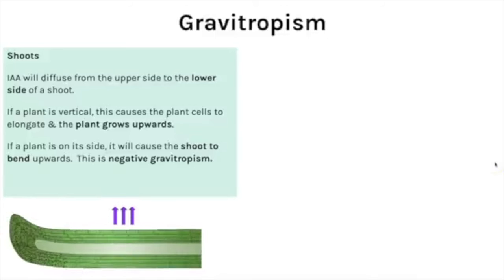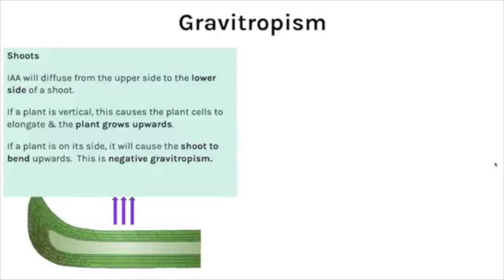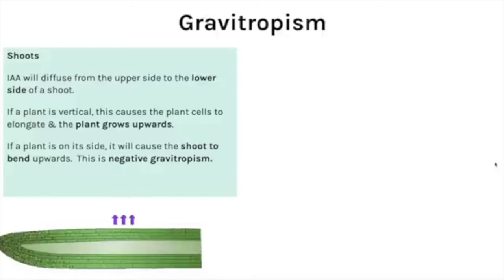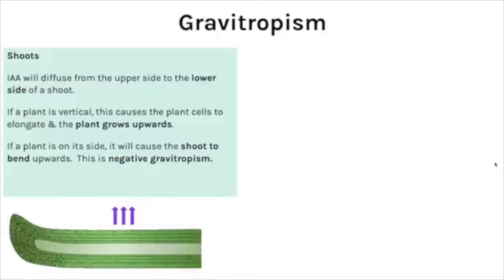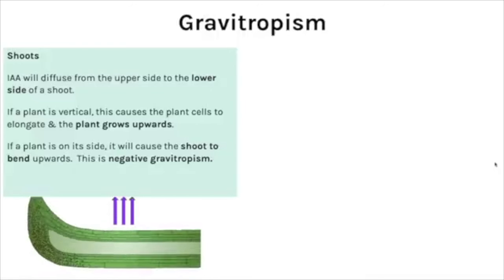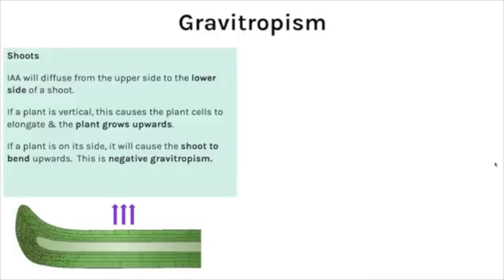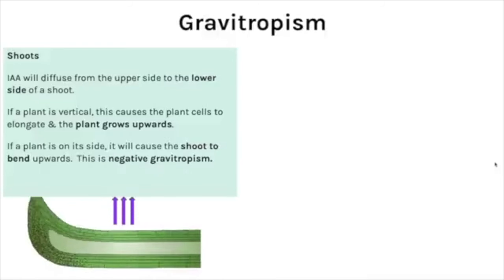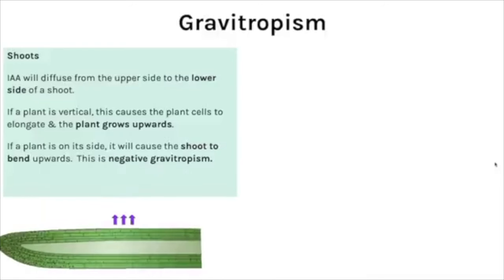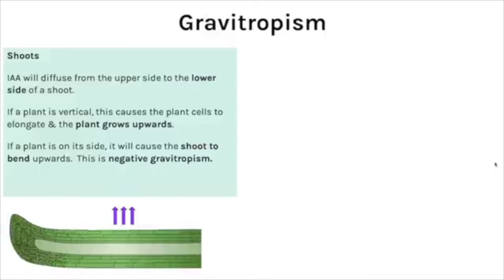And in the shoots, the IAA will diffuse from the upper side to the lower side of a shoot. So it's diffusing down towards gravity. And if a plant shoot was vertical, then that would mean the IAA would be diffusing down, causing the lower cells to elongate, and the plant would be growing upwards.